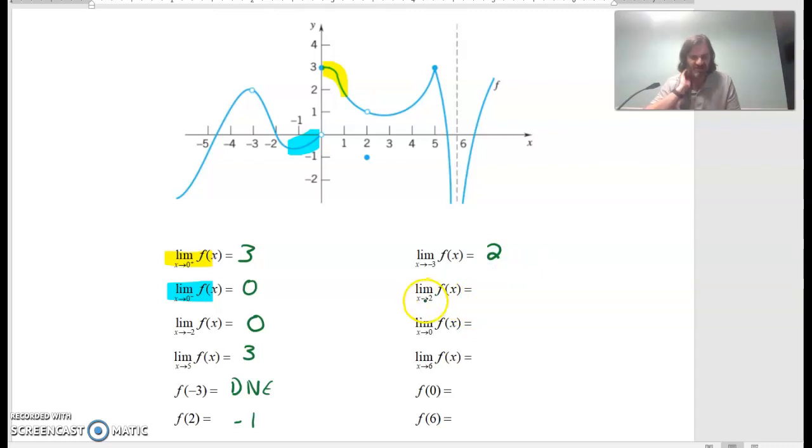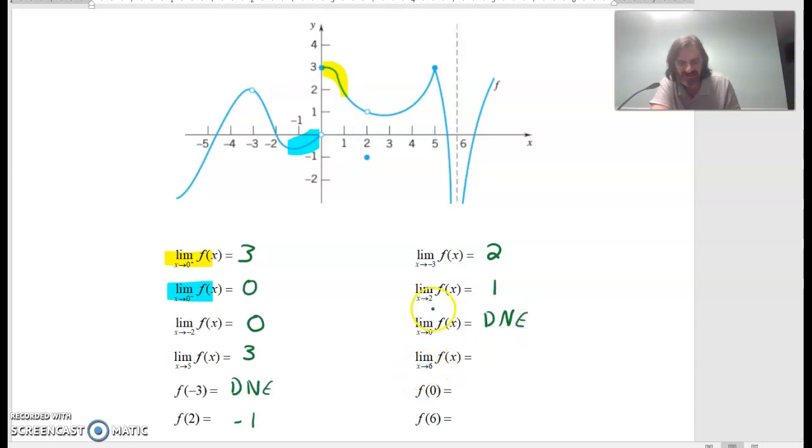The next one, x approaches 2. Right here in the middle, there's a hole, but coming from the left, it looks like 1. Coming from the right, it looks like 1. So 1. Approaching 0, the two-sided limit. 0 is in the middle here. The two-sided limit, well, from the left was 0 and from the right was 3. They don't match, so that does not exist.